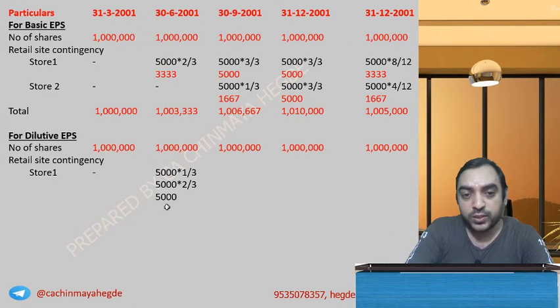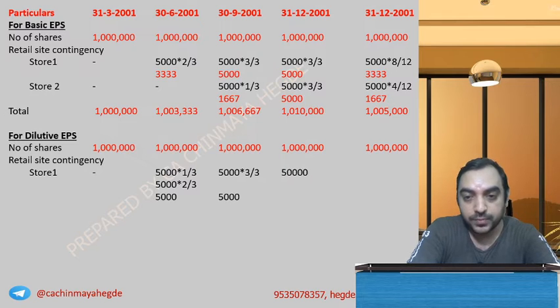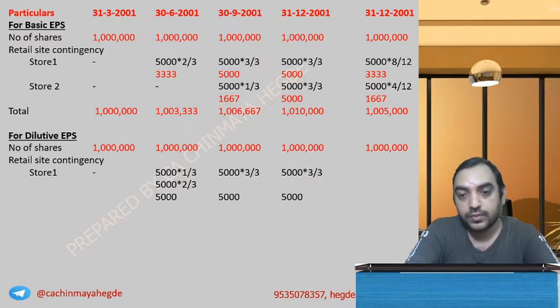This also, this is full 3 months you are taking anyways. So 5,000 into 3 by 3, 5,000. This also 5,000 into 3 by 3, 5,000.